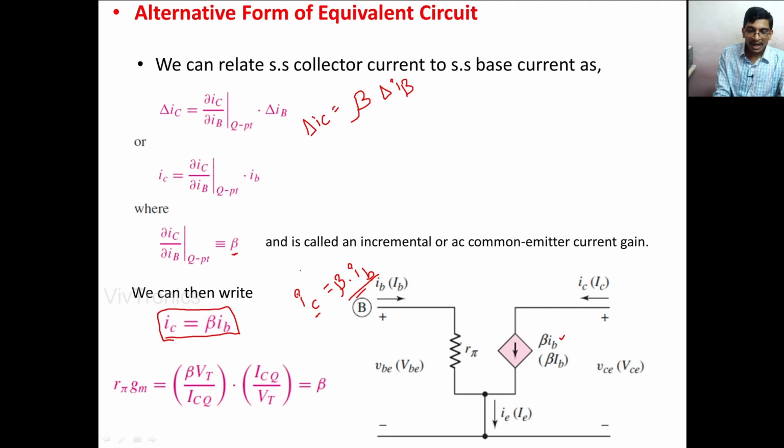Here, one thing we have to observe: the voltage across the R pi resistance is nothing but the base to emitter voltage VBE, which may also be called V pi. When we multiply the value of the R pi input resistance with the transconductance, we already derived R pi input resistance is equal to beta VT by ICQ, and the transconductance is ICQ divided by VT. So here VT will get cancelled and ICQ will get cancelled. We get beta, so beta is equal to gm into R pi. That is also one of the important equations.